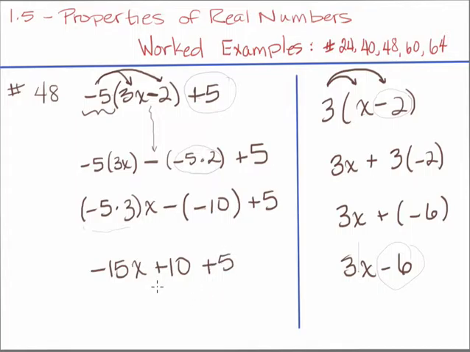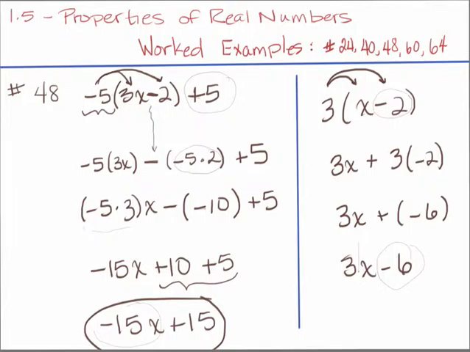Notice that here I have plus 10 and plus 5, so that's a total of plus 15. I can add those two things together. I can't combine anything else with the -15x because those are x's and these are not x's. This is my final answer.